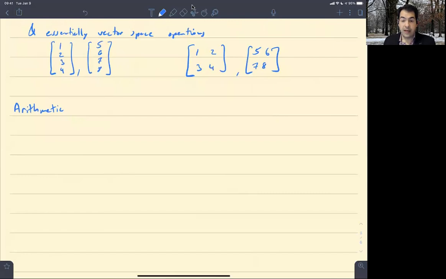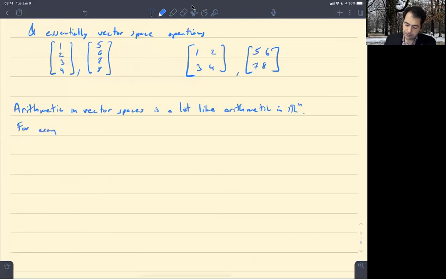So just as when we talked about fields, and we noticed that the arithmetic in an arbitrary field is a lot like the arithmetic in the real numbers, same thing in vector spaces. The arithmetic in an arbitrary vector space is a lot like arithmetic in the real numbers, in Rn. So for example, additive inverses are unique. Okay, so let's check that.